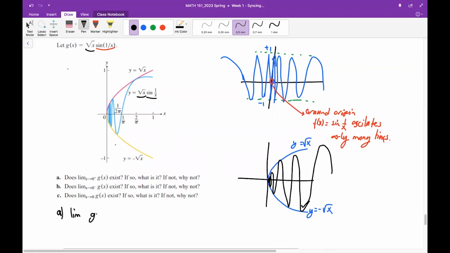For part A, we want to find the limit of this function as x goes to 0 from right. We need to consider this part, right? What do you think? What is the limit? If it is not bounded by square root of x and minus square root of x, which is the case here, no bound. It oscillates infinitely many times between -1 and +1. That's why here, the limit of this function as x goes to 0 does not exist. It oscillates too fast, infinitely many times, so there is no unique number towards which your function approaches.